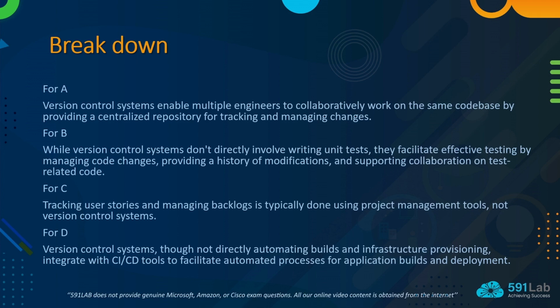For option D, while a version control system may not directly automate application builds and infrastructure provisioning, they often integrate with CI/CD tools that handle these tasks. These tools use a version control system like GitHub to trigger automated builds, run tests, and deploy applications. The version control system plays a crucial role in providing a reliable source of code for these automated processes.